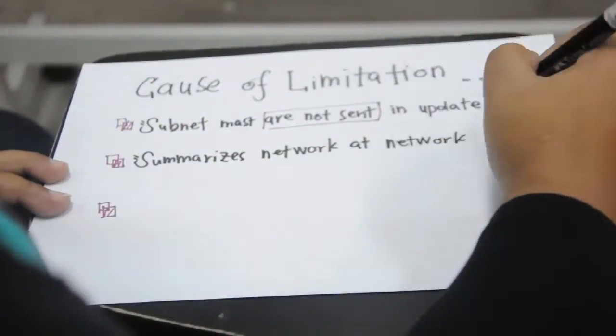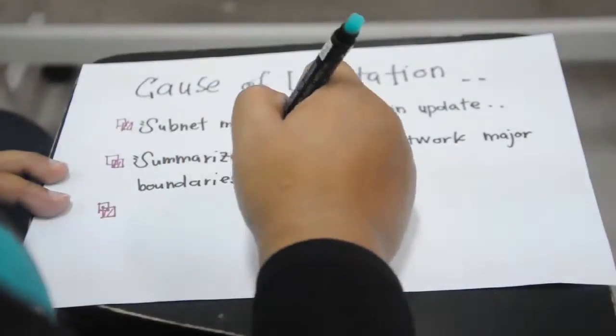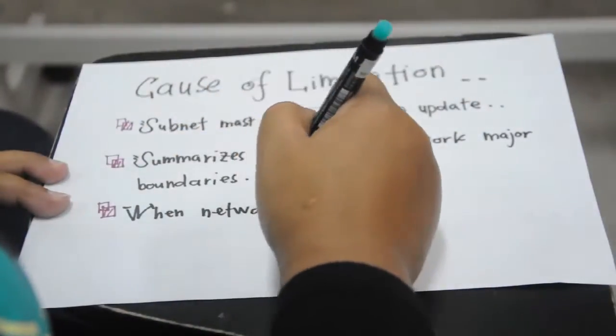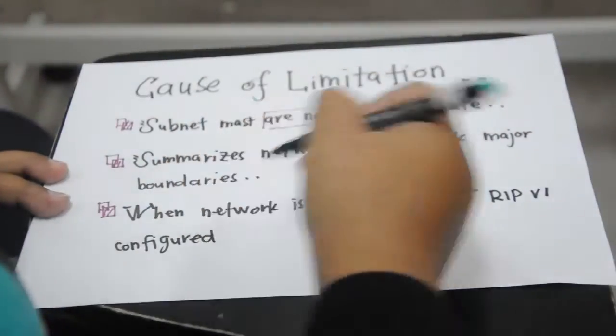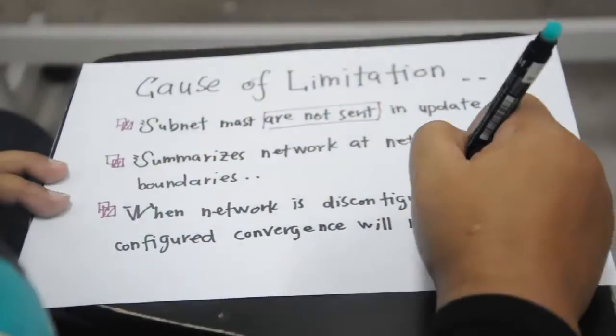Cause of limitation: subnet masks are not sent in updates. RIP 1 summarizes networks at major network boundaries. When the network is discontiguous and RIP 1 is configured, convergence will not be reached.